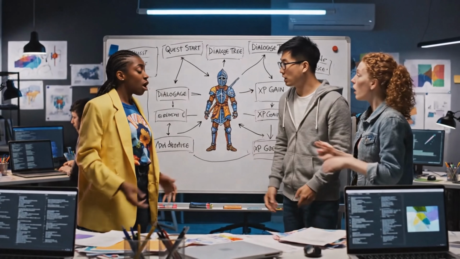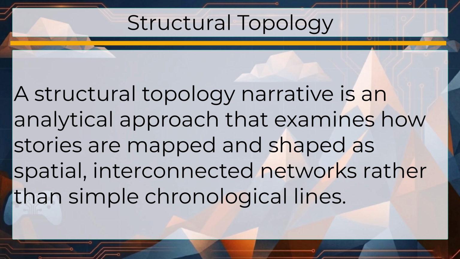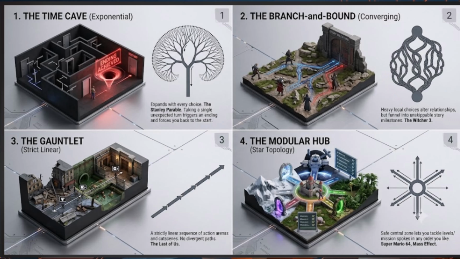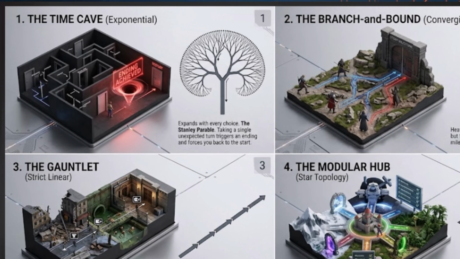So how do professional narrative designers give players the feeling of total agency without melting their writing schedules? We use structural topology. Structural topology in interactive media defines how narratives and gameplay spaces connect. The four core models are the time cave, the branch and bound, the gauntlet, and the modular hub, each shaping player choice and pacing differently. Let's look at these in detail.